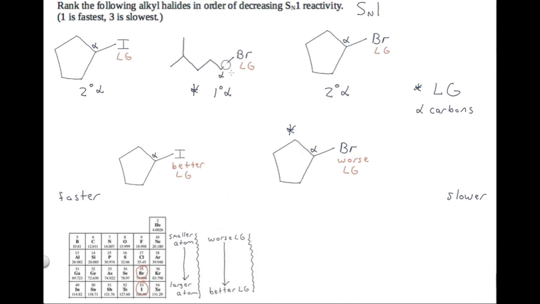So the simpler comparison is to compare these two based on their alpha carbons. We know that this is a secondary alpha carbon, and this molecule has a primary alpha carbon. Well, we've learned that the more substituted alpha carbon is better for SN1 because it'll form the more stable carbocation intermediate. So I'll write this molecule in this position to show that it's going to have a slower SN1 rate than for this molecule.